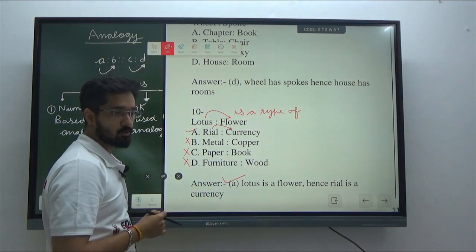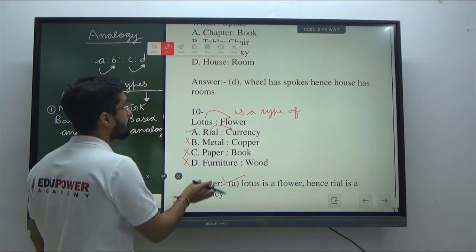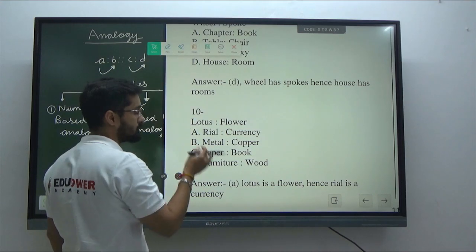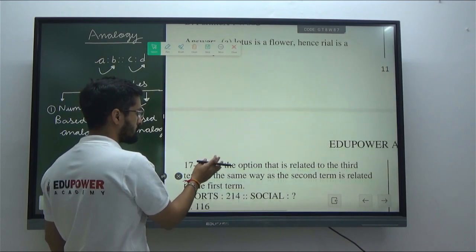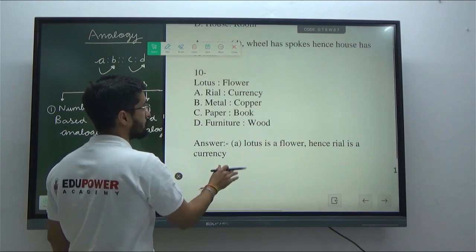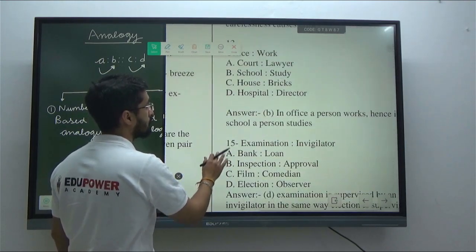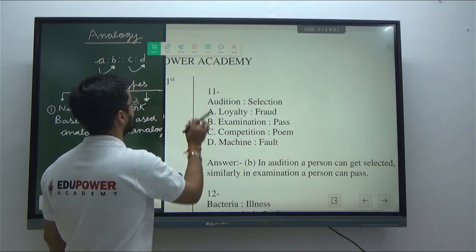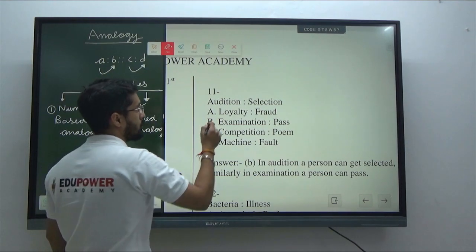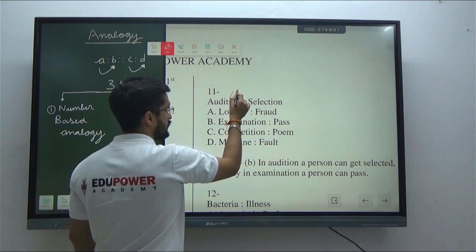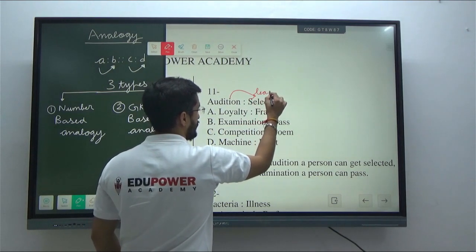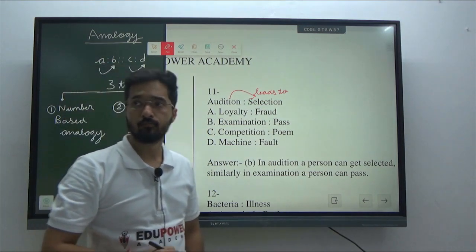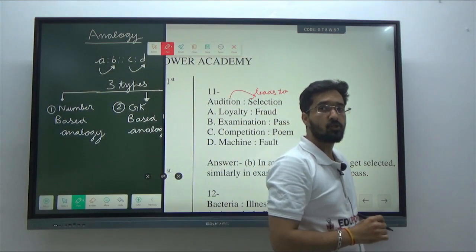Moving on to the next question. Audition is to selection. Okay. Now audition is to selection. So what happens is audition leads to selection. Selection is the outcome of audition, right. Audition leads to selection.